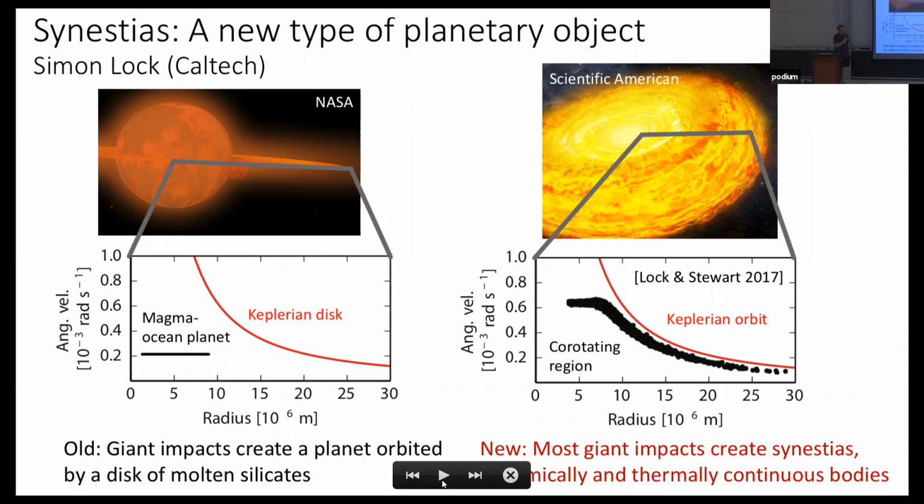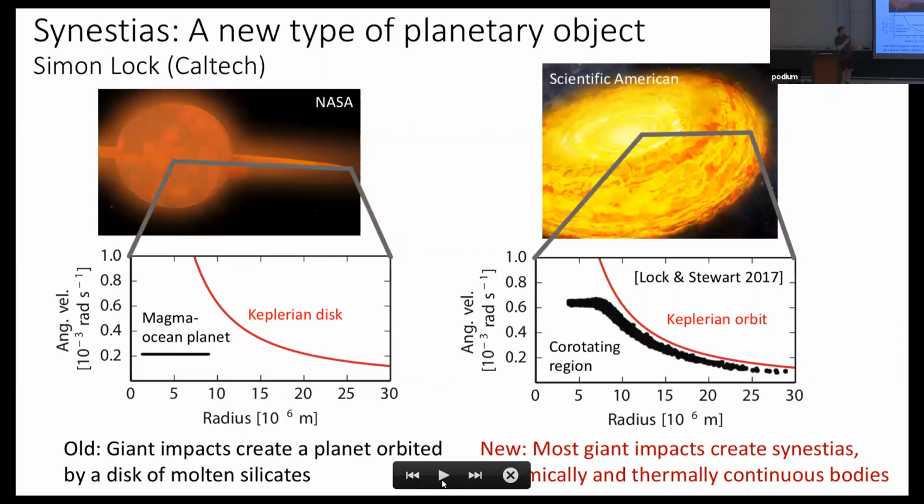If you were to think of a planet, you would probably think of something that was roughly spherical, rotating as a solid body, and with a density of a few grams per cc. However, I wanted to tell you that there are planetary objects out there that look nothing like that. These are a group of planetary objects called Synestias.